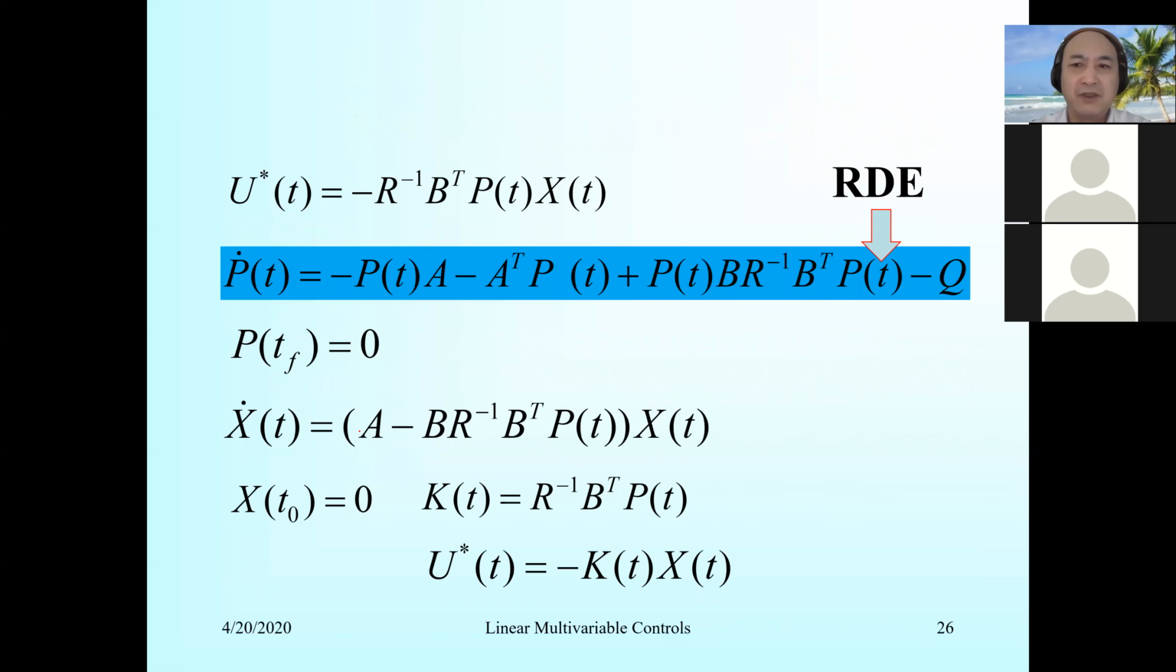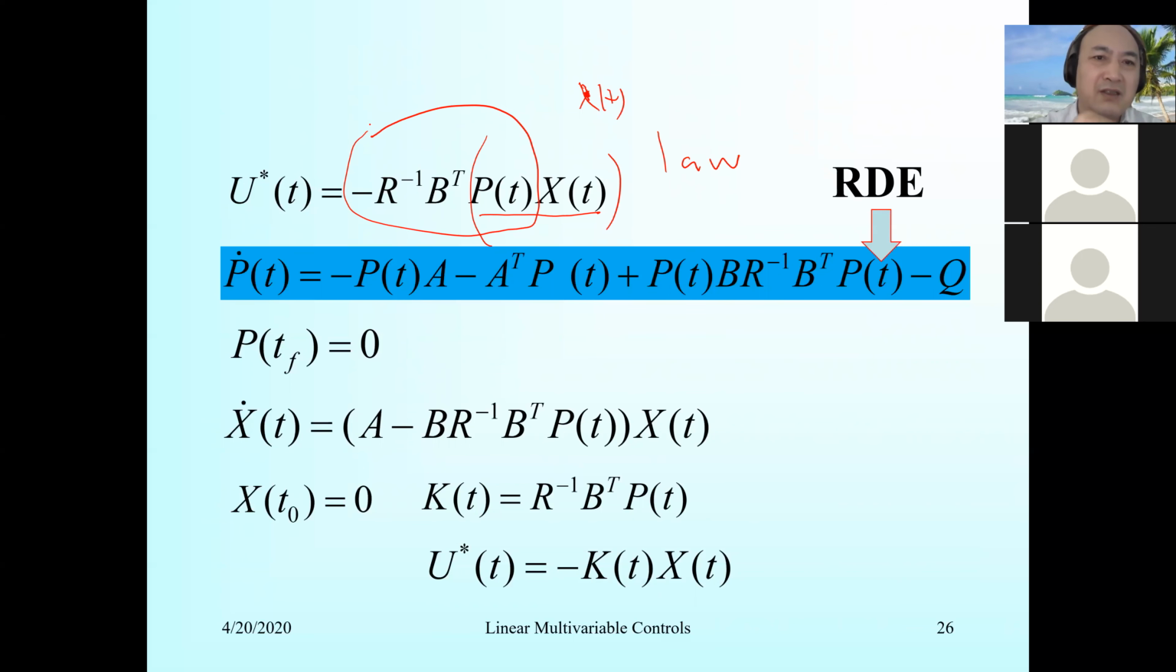So let me summarize. This is u star, and this is lambda(t). So this is still a signal, but because of this, we can start to call this a law. Then you can treat everything here as a time varying gain matrix.